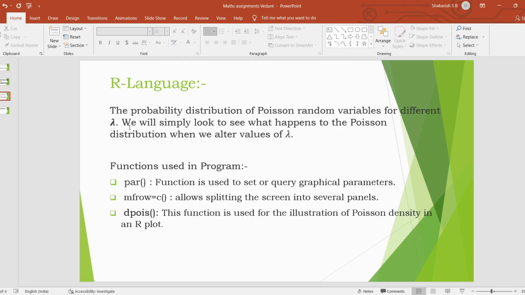We are going to use some keywords in our code. PAR stands for graphical parameters. MFROW is used for splitting the plotting window into several panes. I am using 4 graphs, so I will split the screen into 4 parts. Later you can see that. DPOIS stands for Poisson density. This is a short keyword in our language.